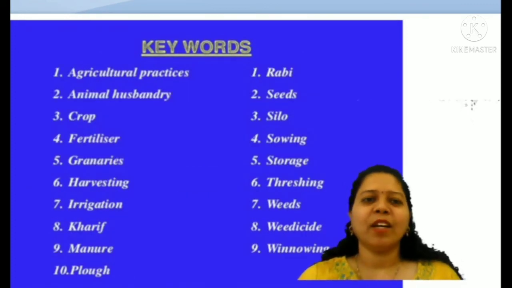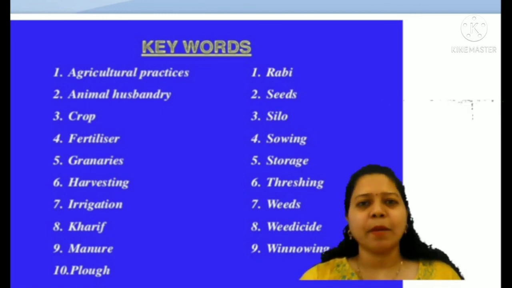In this lesson, we learned what is meant by agriculture, what is meant by animal husbandry, what is meant by crop, fertilizers, manures, what is meant by rabi and kharif crops, what is meant by sowing, and the different steps which we use in crop production.